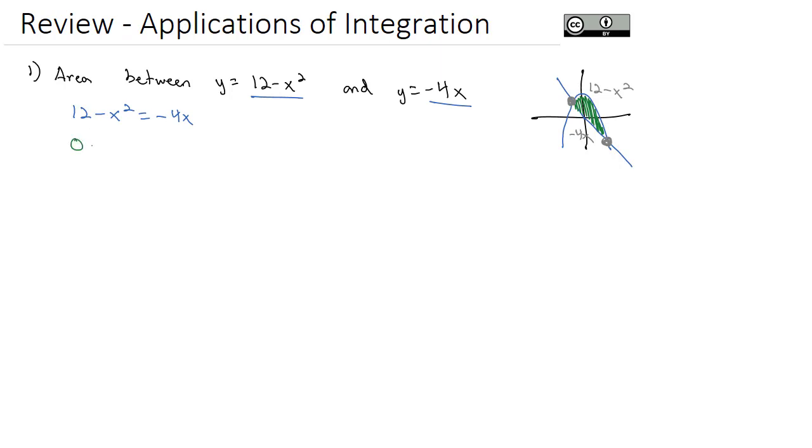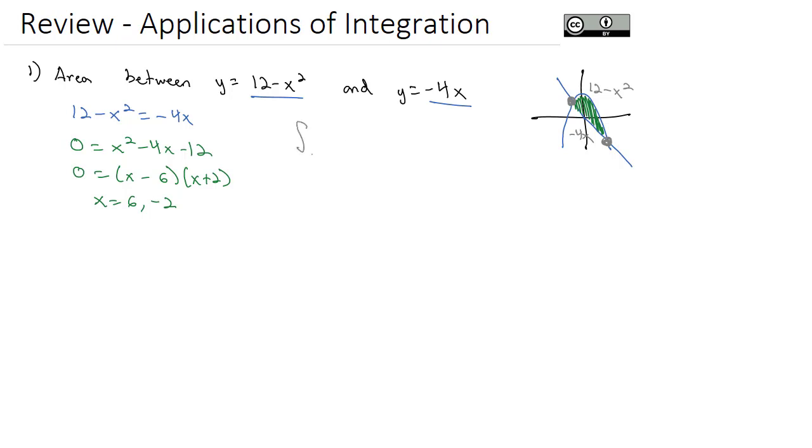If I set that equal to 0, we've got x squared minus 4x minus 12 equals 0. And that's going to factor to x minus 6 times x plus 2, which means my intersecting points are at x equals 6 and negative 2. So those are our intersecting x's. Now we're ready to set up our integral.